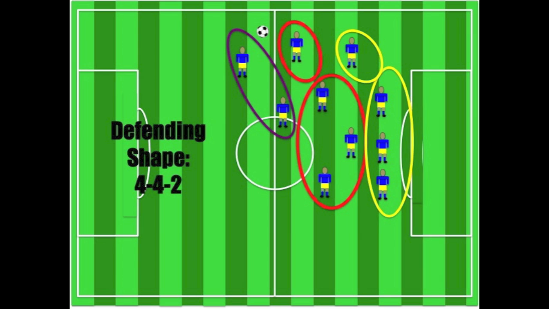Now let's take a look at the defending shape of a 4-4-2. So you have four in yellow in the back line, four in red in the midfield, and then you have two forwards. One forward tucks back, so it actually looks like a 4-4-1-1. Notice that if the ball's in the right-hand position where it is right there, the left center mid fills the gap in between the back four and the midfield. So really it's a 4-1-3-1-1, but we'll just call it a 4-4-1-1.